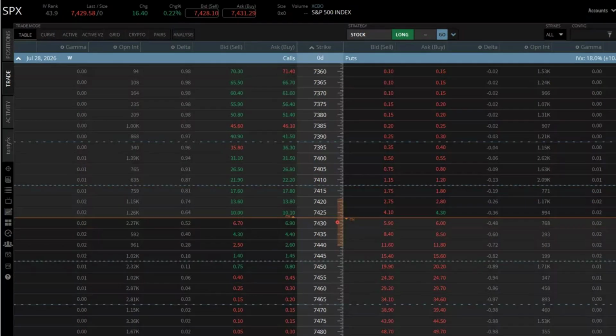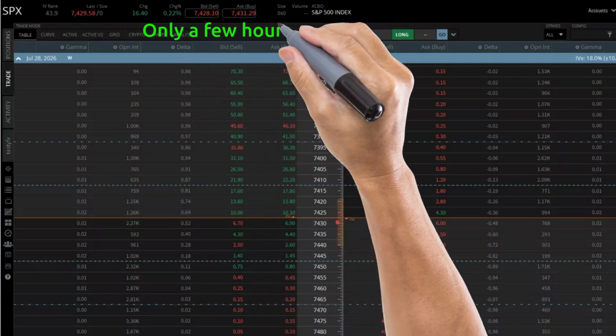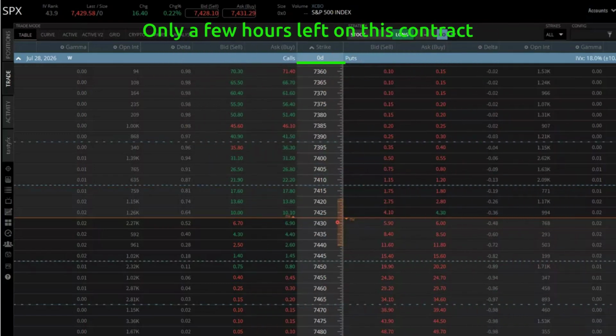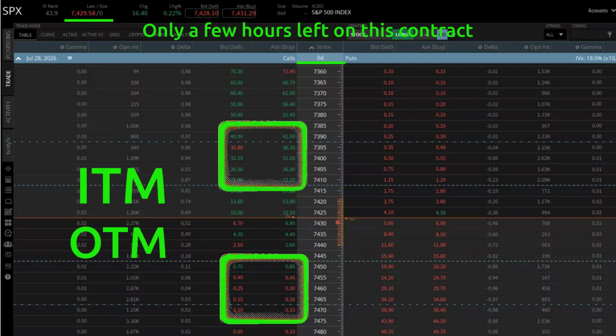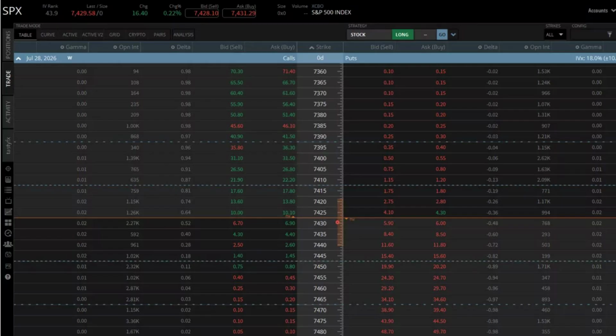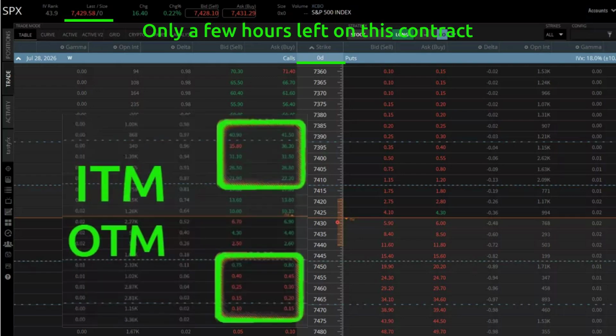Let's take a look at what these option prices will look like with 0 days to expiration. There are 3 hours left before market close, and price is currently $7,429.58. All of these out-of-the-money options are just about worthless, and the in-the-money options are worth the difference between the stock price and the strike price. This is because there is little time left. The extra is extrinsic value. Extrinsic value refers to the amount that is greater than the intrinsic value portion. Intrinsic value refers to the in-the-money portion of that option's price.